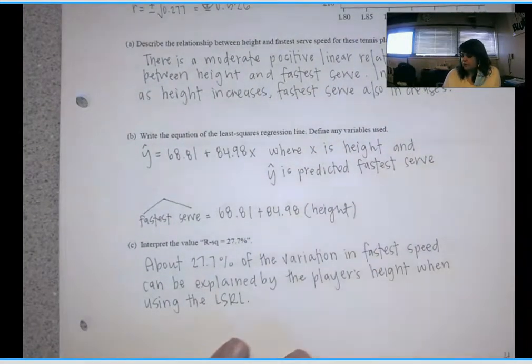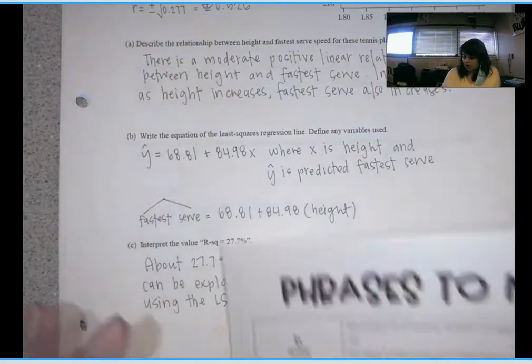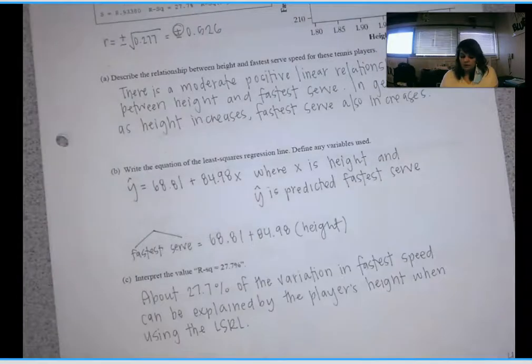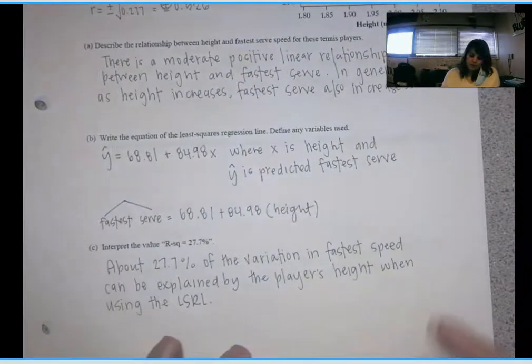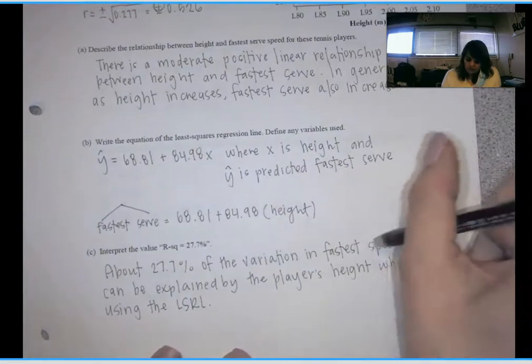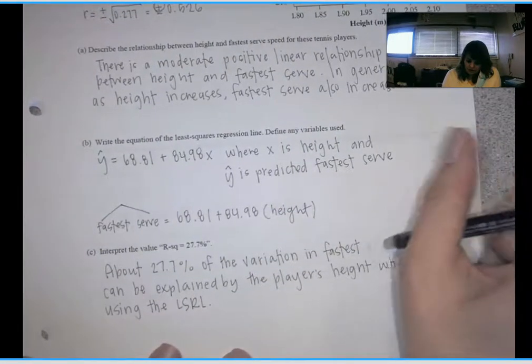And then interpret R squared, so I could just pull directly from this. About 27.7% of the variation in fastest serve speed can be explained by the player's height when using the least squares regression line. That's wrong. Fastest serve.